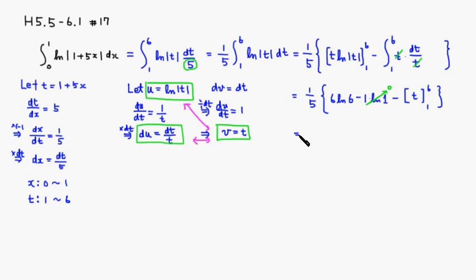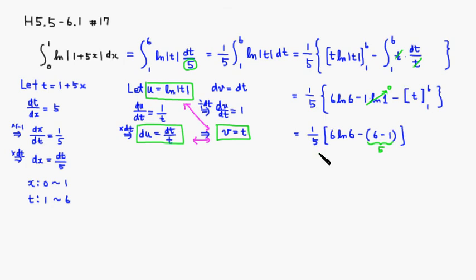It's going to be 1/5 times 6 natural log of 6 minus, I'm going to put a different bracket here, a square bracket so that I can use parentheses here, plugging in 6, so 6 minus plugging in 1. So this part right here is 5.